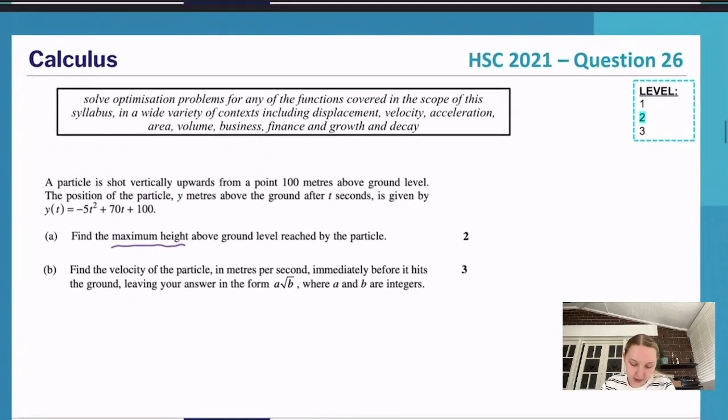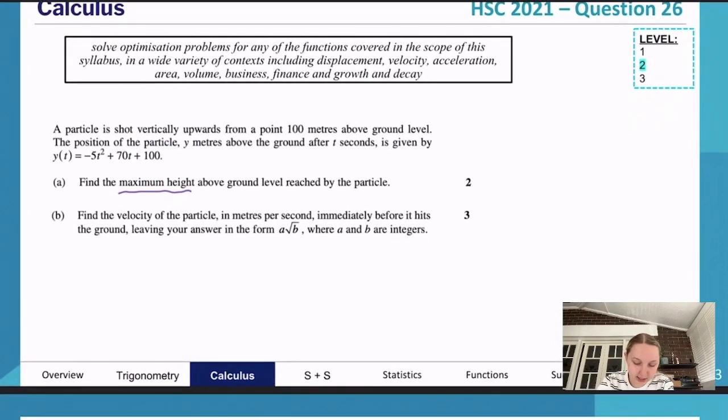Okay, so find the velocity of the particle in meters per second immediately before it hits the ground, leaving your answer in the form a times the square root of b, where a and b are integers. So in this question, they're automatically giving you what they want their answer in, and velocity is our key giveaway that we want to be finding y dash.